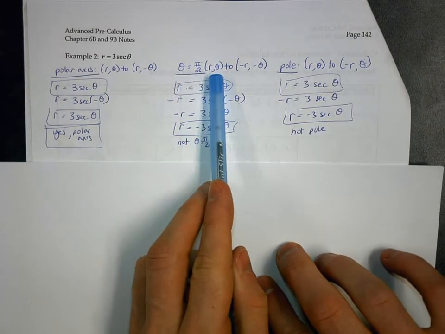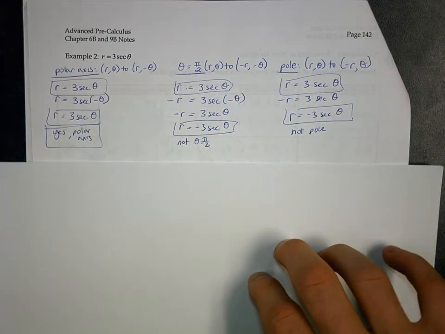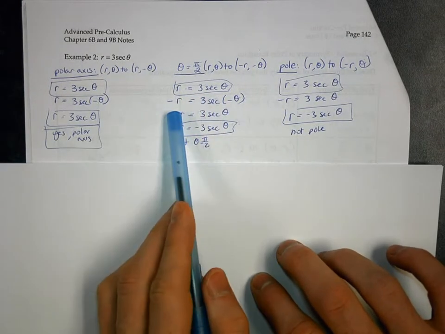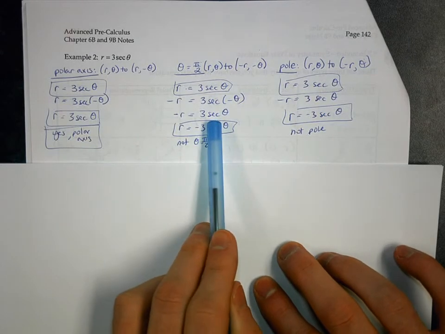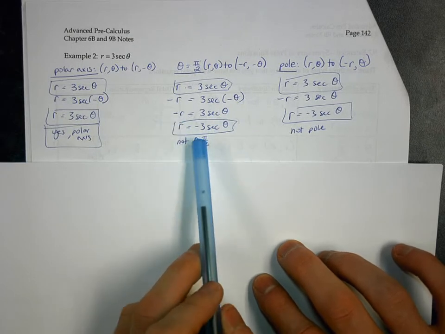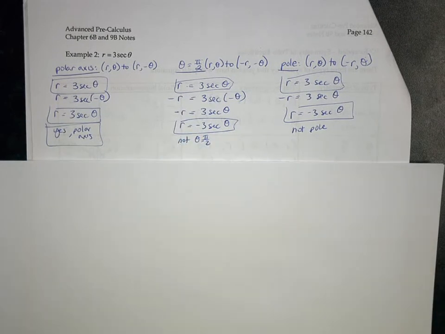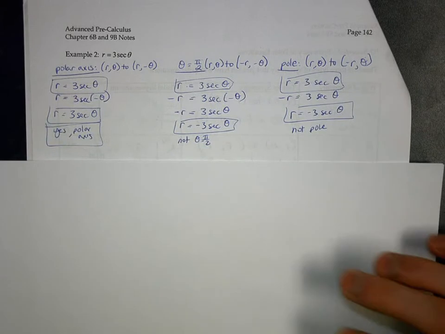Theta equals pi over 2. For every r theta, negative r negative theta needs to be on the graph. So we'll substitute in wherever we have an r with a negative r, and wherever we have a theta, a negative theta. So r equals 3 secant theta. Negative r equals 3 secant negative theta. We'll then apply our even or odd identity here. Secant, once again, is even, so the negative sign goes away. Then we divide through by the negative 1 to get r by itself. And comparing 3 secant theta to negative 3 secant theta, those are not the same. That is a reflection, so they're going to look like two different graphs. So there's no theta equals pi over 2 symmetry with this graph.